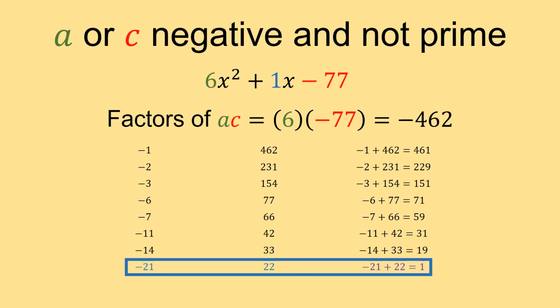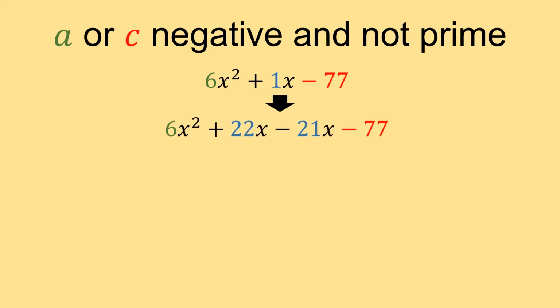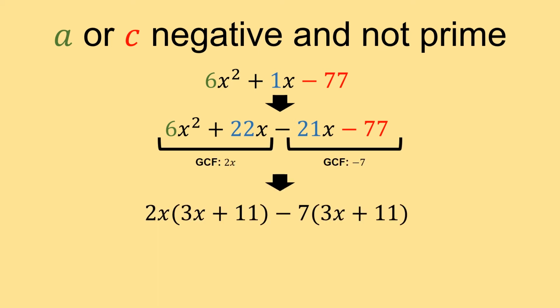In the next step, we're going to replace 1x with 22x minus 21x. We then group 22x with 6x squared, and then we group negative 21x with negative 77. We find that the GCF of the first group is 2x, and the GCF of the second group is negative 7. And so we must factor those out of each group.